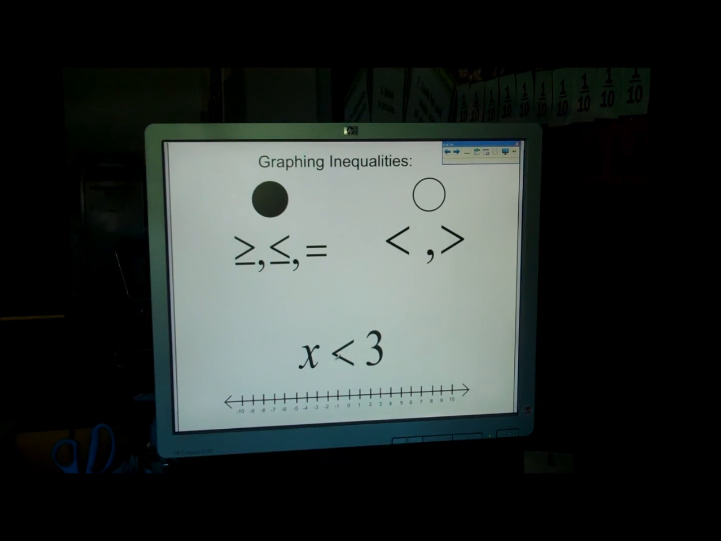So an example of that is X is less than 3. We know our circle has to be on 3. Do we want to make 3 a solution? Will 3 make this true? Is 3 less than 3? No, it's not, so we don't want to include it. But numbers that do make this true are 0, 1, 2. Okay? So we want to shade the number line in the direction of those numbers because they all make that true. You could test negative 10. Is negative 10 less than 3? Yes, that's true.